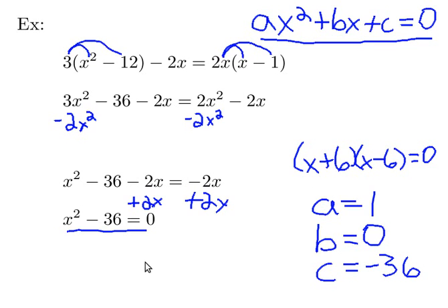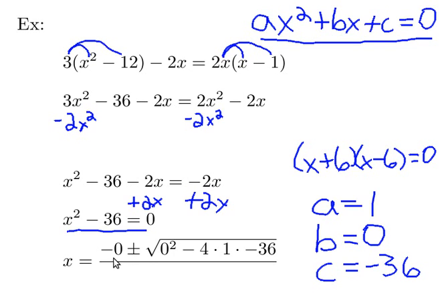So x equals negative b, or negative 0, plus or minus the square root of b squared, 0 squared, minus 4 times a, which is 1, times c, which is negative 36. I did something wrong here. I'm not sure what it was. Huh. How strange. Let's see if I can figure this out. Ah, I see now. Oops.